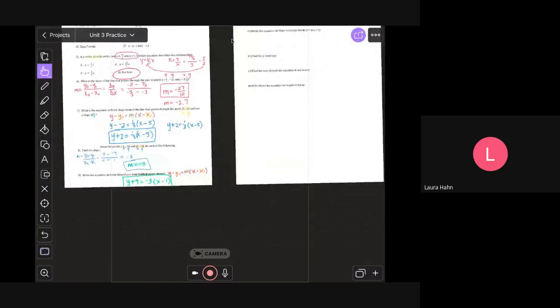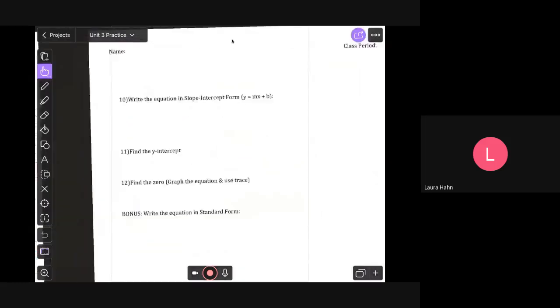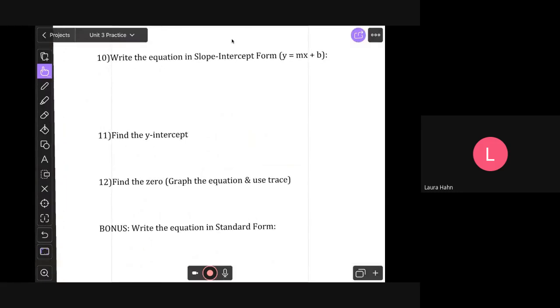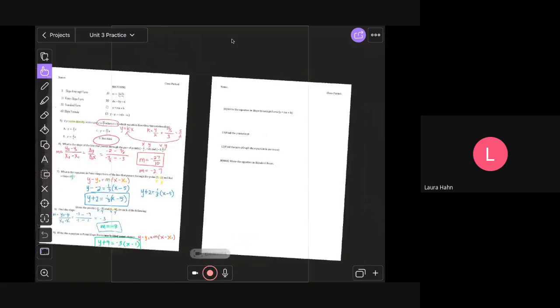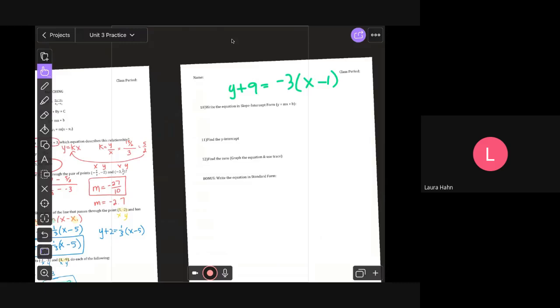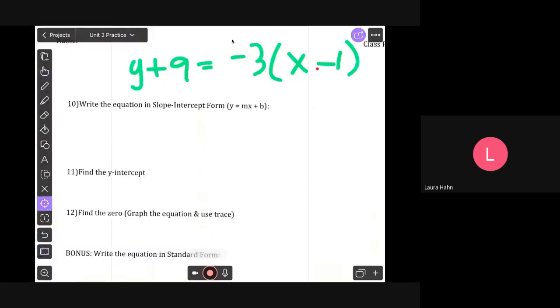Okay, we're in the same group of problems here. It wants me to write that equation, but this time in slope-intercept form. So the same equation we just came up with, I'm going to rewrite at the top: y plus 9 equals negative 3x minus 1. This is the equation of the line in point-slope form.